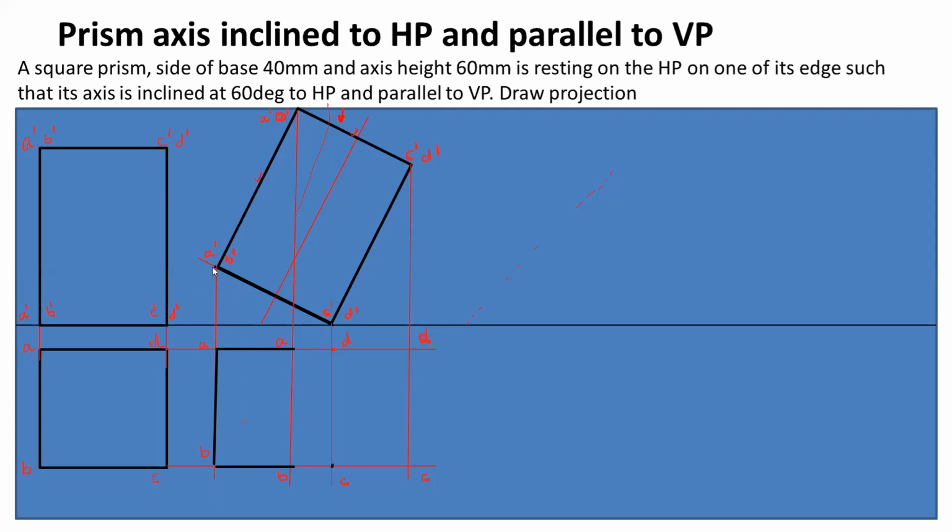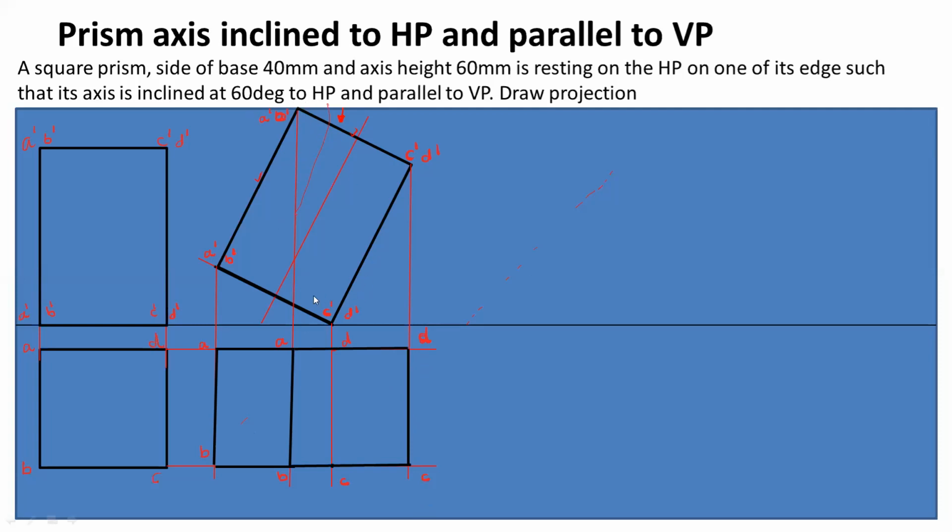Then similarly this AA, that will be a visible edge, and BB, it will be a visible edge. Similarly for A dash D dash and B dash C dash, they will be visible edges. So again observe, this is the visible edge, and this DC, it will be a visible edge. Also this A dash B dash, that will be visible.